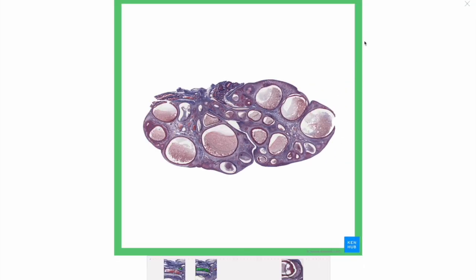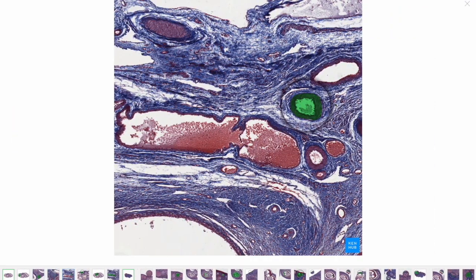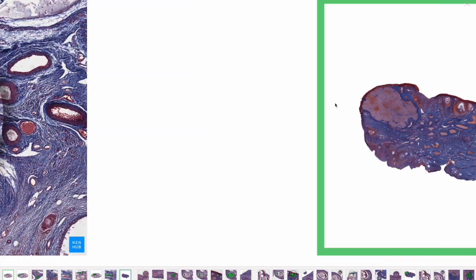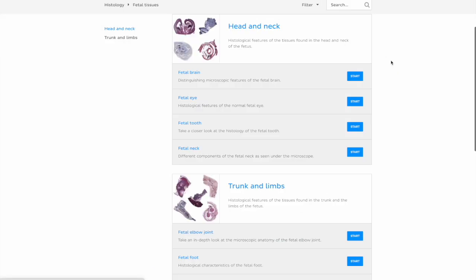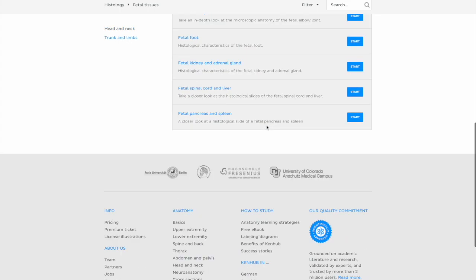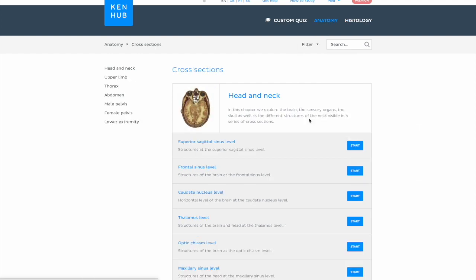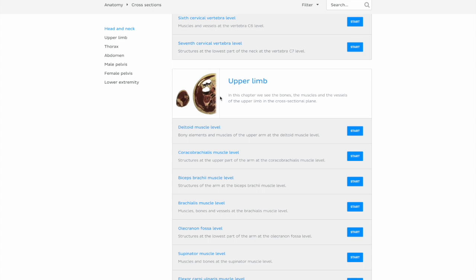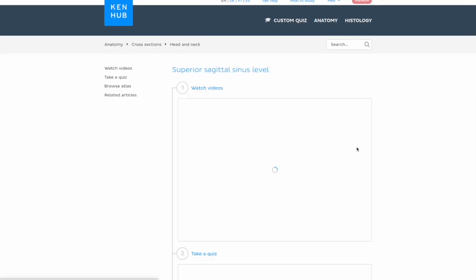So here you guys have the histology of the ovaries, and it's highlighting everything. I think this will also be useful. You also have fetal tissues, so it's not just adults. So yeah, I just wanted to let you know that there is radiology and there are cross sections. I think this is very useful, especially that the cross sections are cadaveric. So this is something in addition to the anatomy.